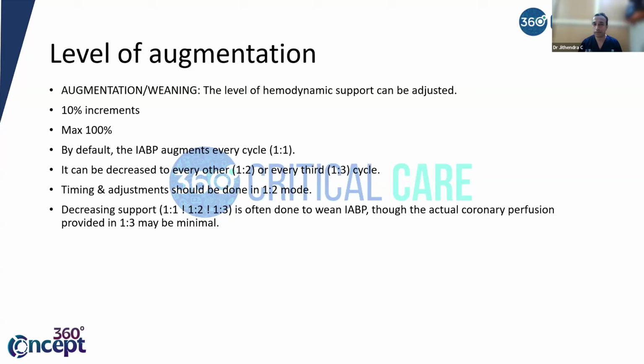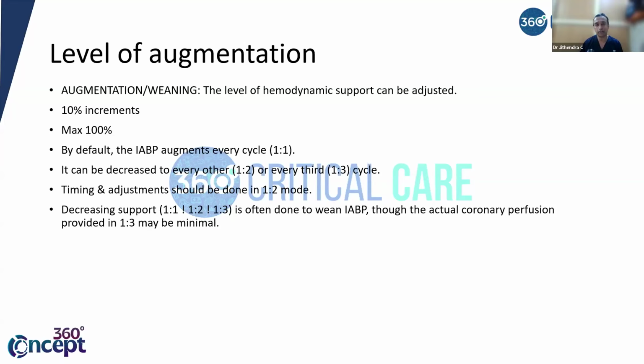So by default, IABP augments every cycle. That is the default when a patient is very sick. So that is what you keep, 1:1 augmentation. How do I wean off my patient? Once the patient's condition is better, hemodynamics is better, his inotropes are stable or coming down, that is when we think about weaning the patient. So then we reduce 1:1 to 1:2. So that is every alternate beat is supported. Instead of supporting every beat, you support every alternate beat.